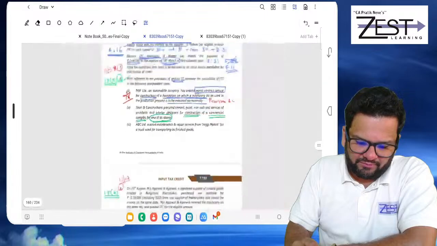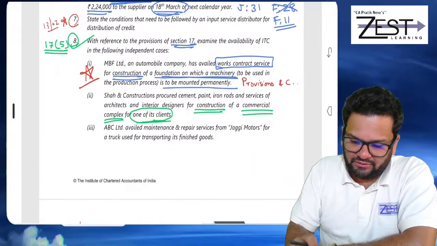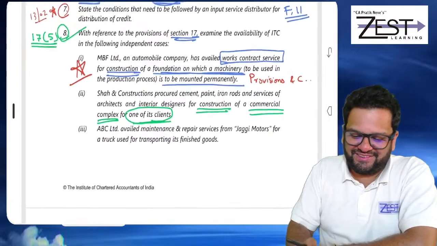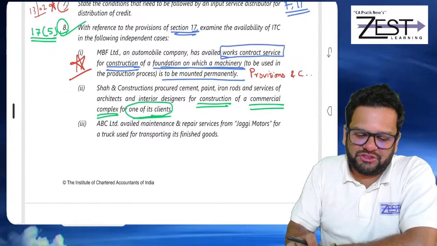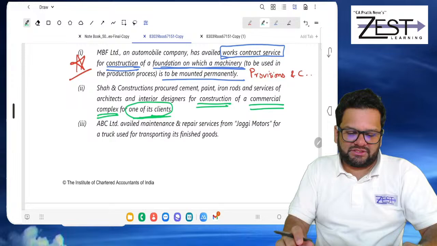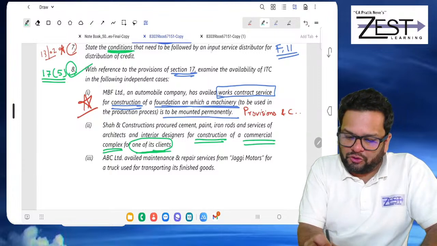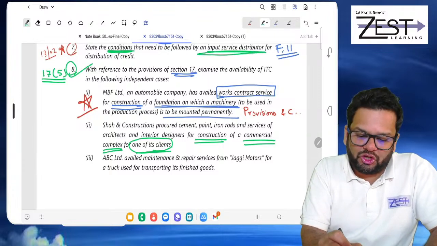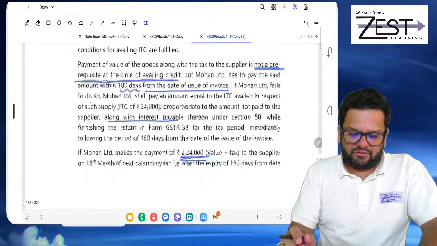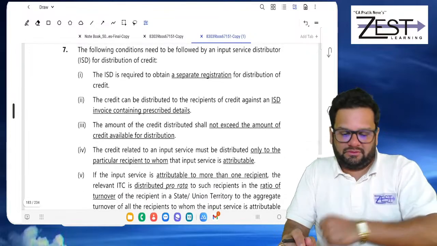The sixth we had done that day. The seventh we should do now. Are you ready for the seventh? State conditions. Obviously homework. You just have to state the conditions that need to be followed by an ISD. Did you understand? Seventh question: conditions that need to be followed by ISD for distribution of credit. Let's read it once. What are the conditions to be followed by an ISD in order to distribute the credit?